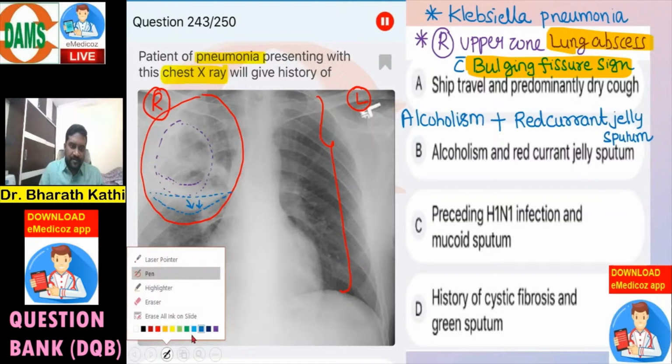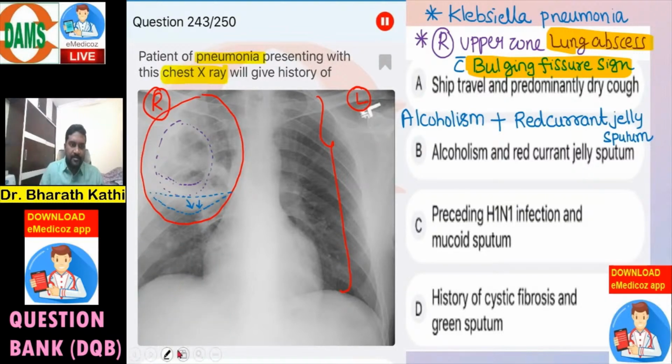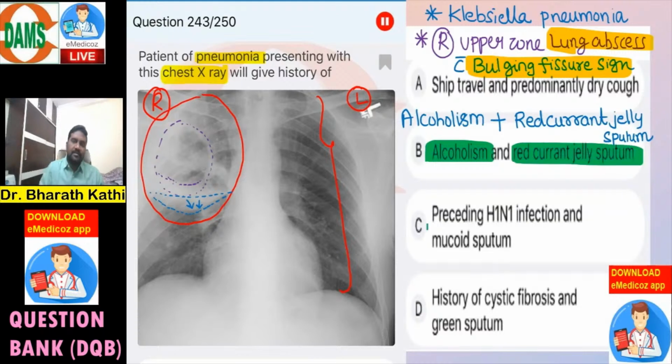Now what is the information that I have derived? The patient in the given question has a lung abscess with bulging fissure sign. Out of these four options, in whom can it happen? In a patient who is alcoholic and who is expectorating red currant jelly sputum. So the answer is option B.